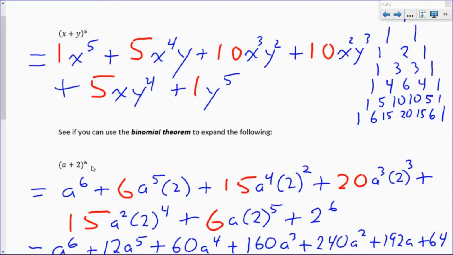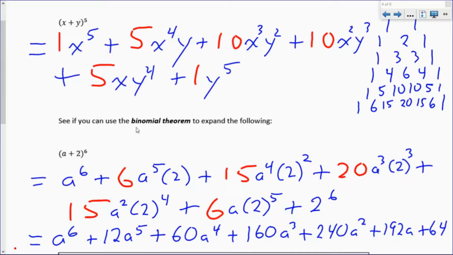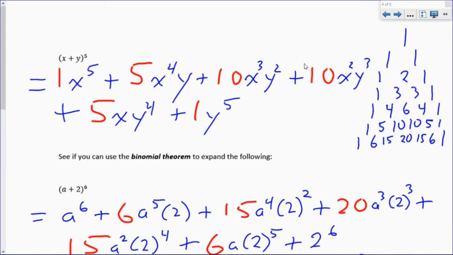Why does binomial theorem work? Like, why is it that the numbers in Pascal's triangle correspond to the coefficients in the expansion? Well, you don't really need to understand that to work on these kinds of problems, but I think it's certainly a good idea. You might look at x plus y to the power of 5 as x plus y times x plus y 5 times.